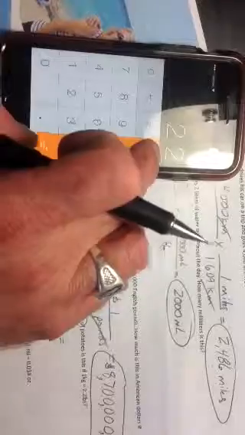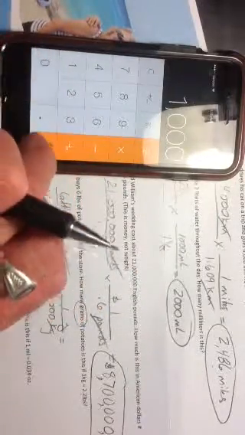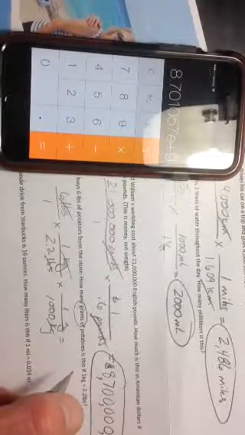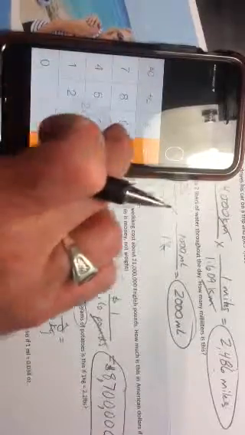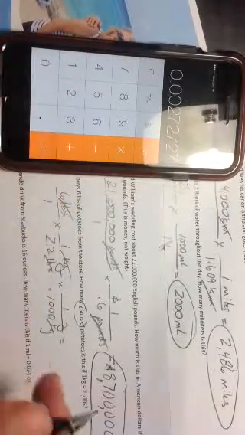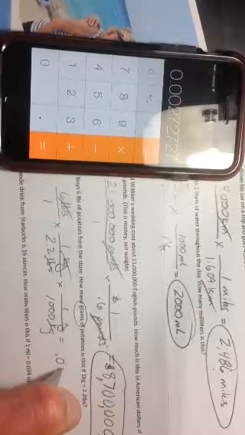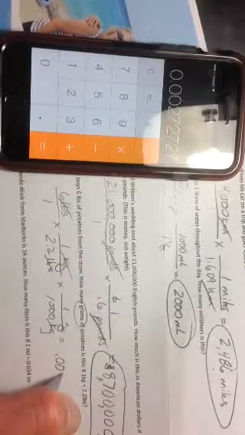Six divided by 2.2 divided by 1,000 grams. There we go, sorry. 0.0027 grams.